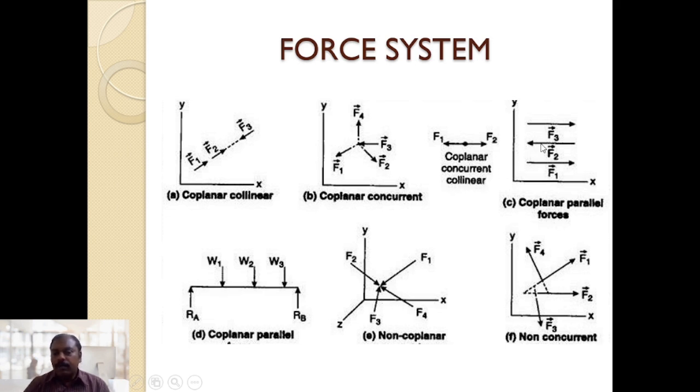If the forces are acting in the plane and parallel to each other, then the system is called coplanar parallel forces. This is an example of coplanar parallel forces. If you consider the space system, it will have one x-axis, one y-axis, and a z-axis. If forces are acting in space apart from this plane, then it is called non-coplanar. If the forces are acting at some other points and in some other directions, then it is called non-concurrent.